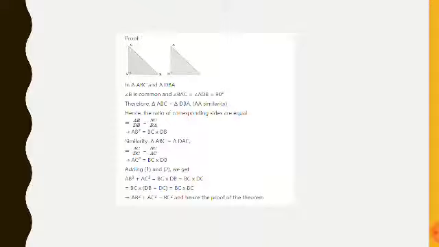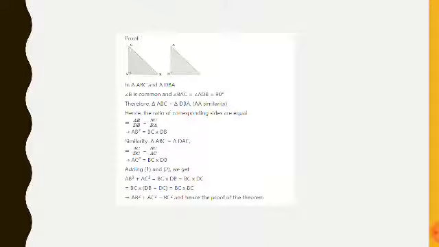Next one, angle ADB equal to 90 degrees. Okay, so that is 90 degrees. Therefore, angle ABC equal to angle DBA. By AA similarity, so that is equal.